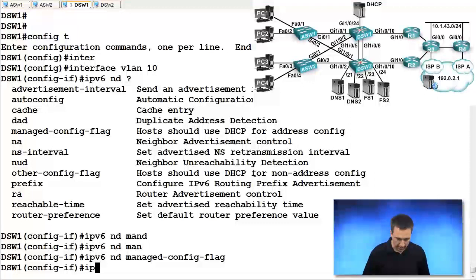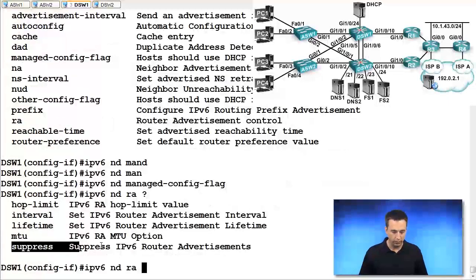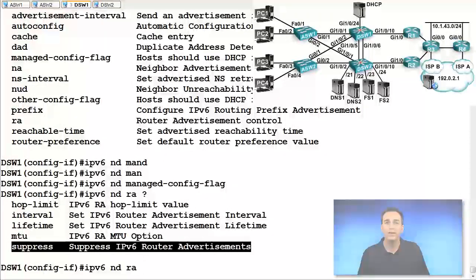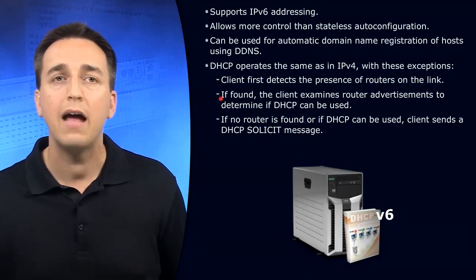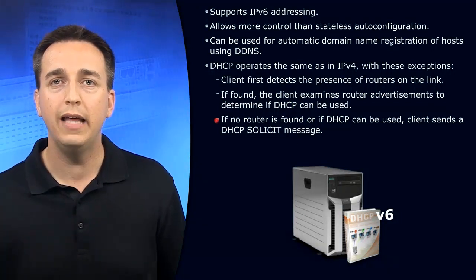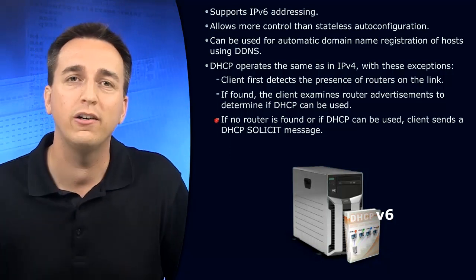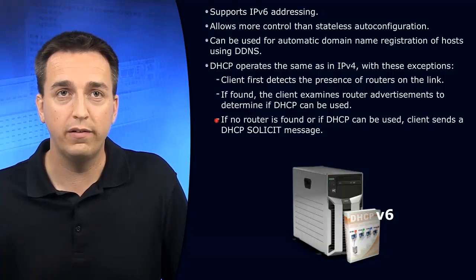The other option we have is to shut off router advertisements. We could use the command IPv6 neighbor discovery RA for router advertisement control, and we can say suppress. We can suppress those IPv6 router advertisements, and therefore the client will never get a router advertisement. And when it does not receive the router advertisement, then it determines that no router is found, and since no router is found, it's going to go through the DHCP process.